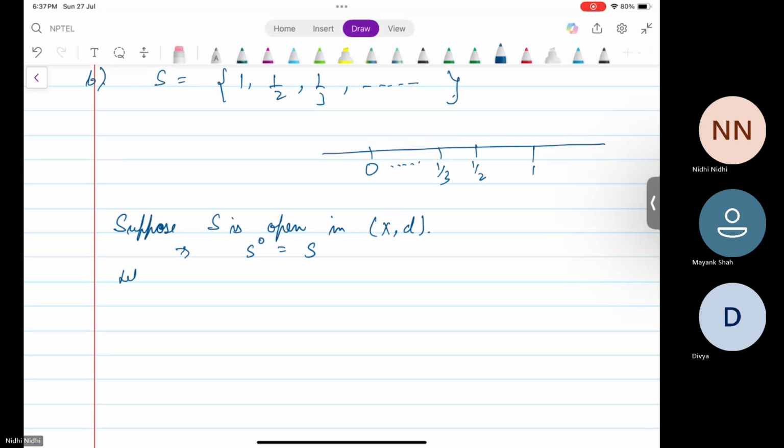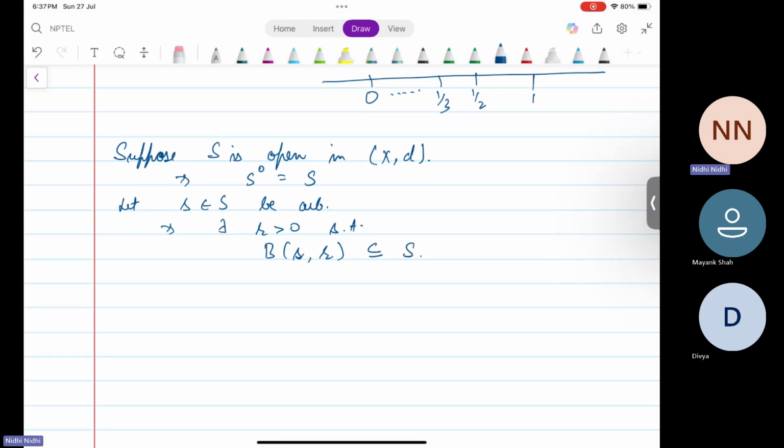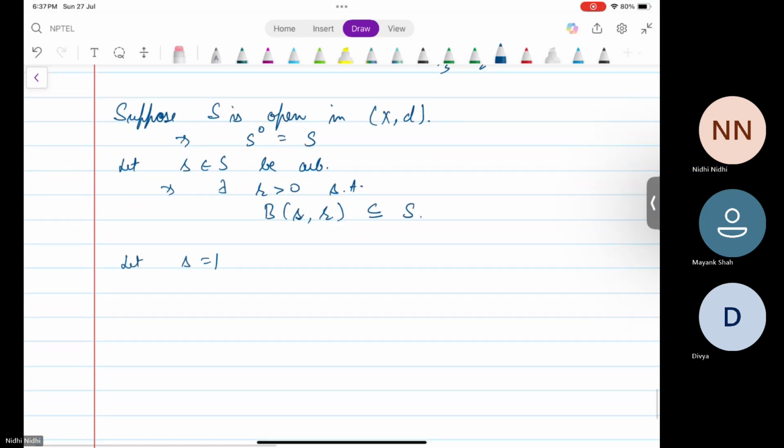Now let s belonging to S be arbitrary. This implies there exists a neighborhood of s, some r positive, such that the ball around s of radius r is contained in S. Now if I take s to be equal to 1, this implies there exists some delta positive such that a ball, in metric d, around 1 of radius delta, is contained in S.